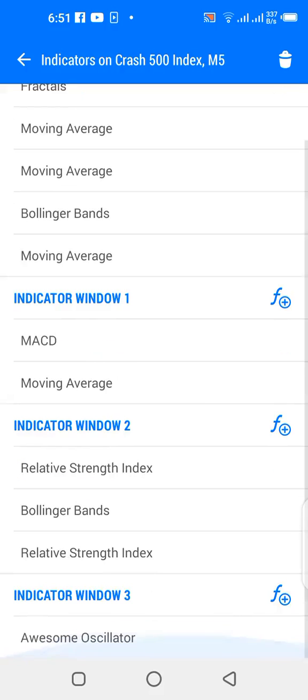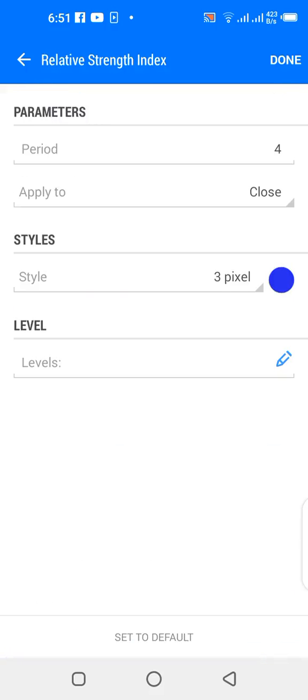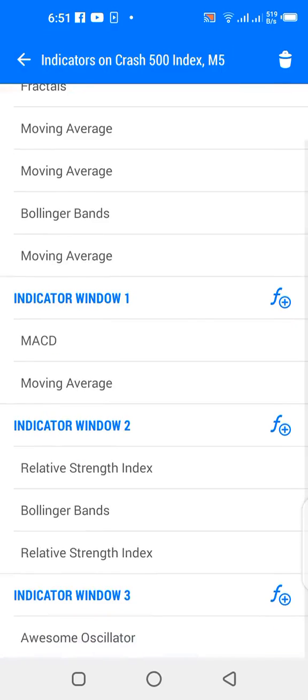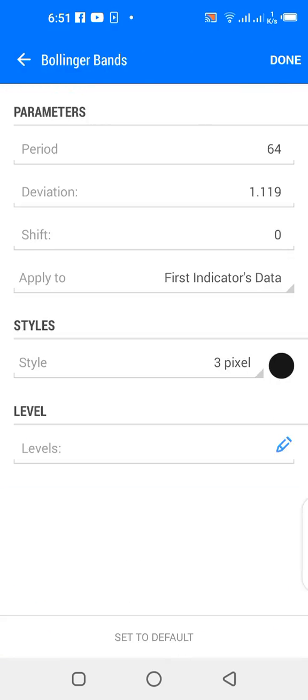We have the relative strength index. Period is 4, apply to close, color is blue. Then we have Bollinger Bands. Period is 54, deviation is 1.119, apply to first indicator's data, and the color is black.